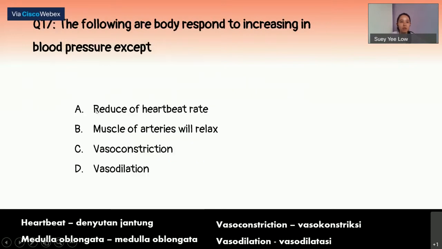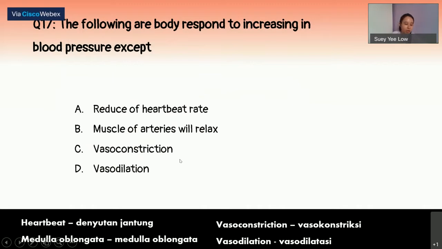Okay, so next we'll go to question 17. The following are body responses to increasing blood pressure except. A, reduced heartbeat rate. Okay, if your blood pressure is increased, yeah. B, muscle of arteries will relax. So bigger lumen, we have lower pressure, right? C, vasoconstriction. Vasoconstriction means the lumen becomes smaller, and vasodilation is when the lumen becomes bigger. So this question is basically to test whether you understand the meaning of vasoconstriction and vasodilation.